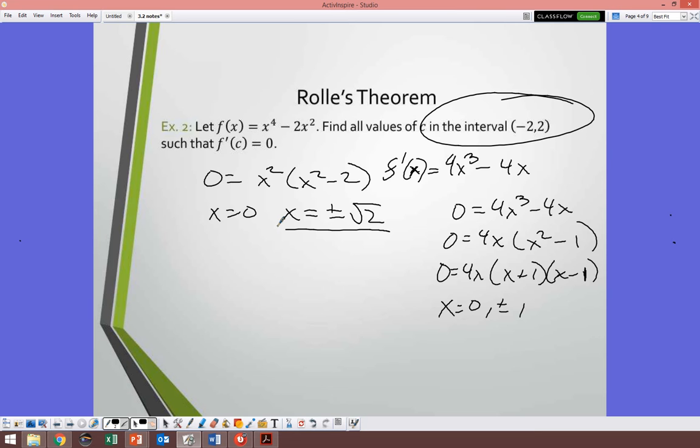Isn't rad 2 greater than positive 1? Yes, it is. If I'm looking at a number line, which one are we putting in between? All these are between those. I thought you were saying rad 2 was between 0 and 1.